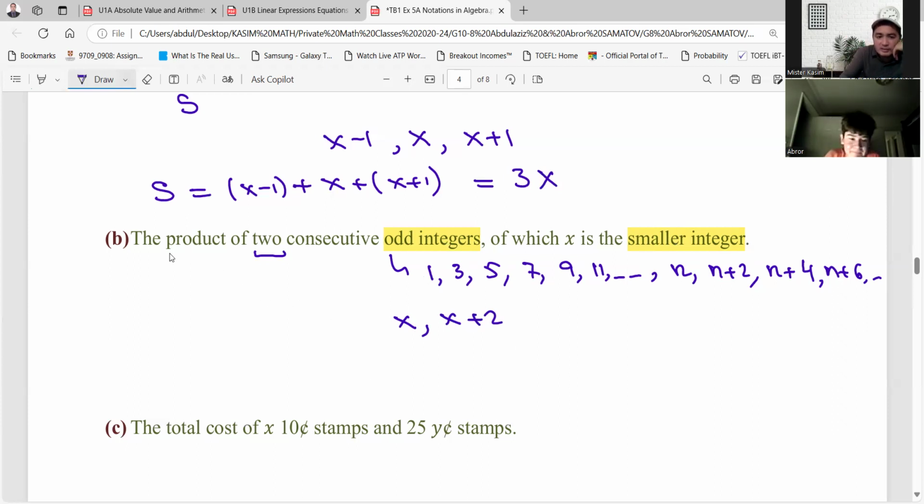Okay, it's asking the question is a product. For product, let me just use P because the first letter is P. So P will be equal to the product of these two numbers. That means the multiplication, right? x times (x plus 2).